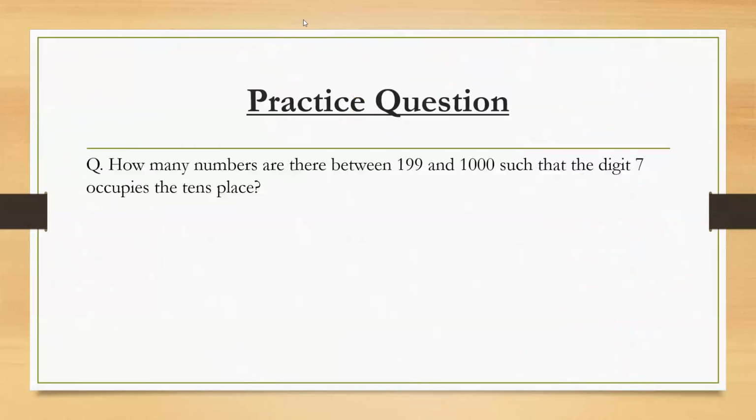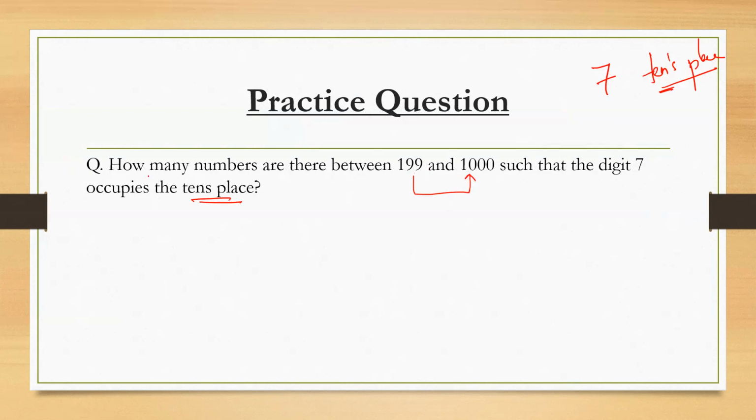Okay, now this is your question. How many numbers are there between 1 and 99, such that the digit 7 occupies the tens place? So here the condition is the digit 7 should be there in the tens place. We are not concerned about digit 7 appearing in the units place. We are only concerned about the digit 7 appearing in the tens place. And we have to go from 199 till 1000. So how many such numbers are there?